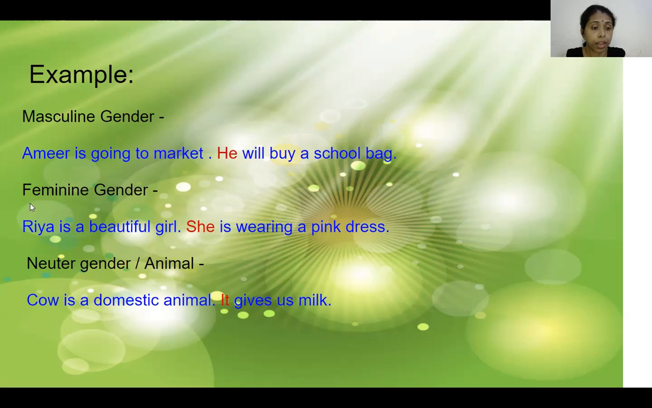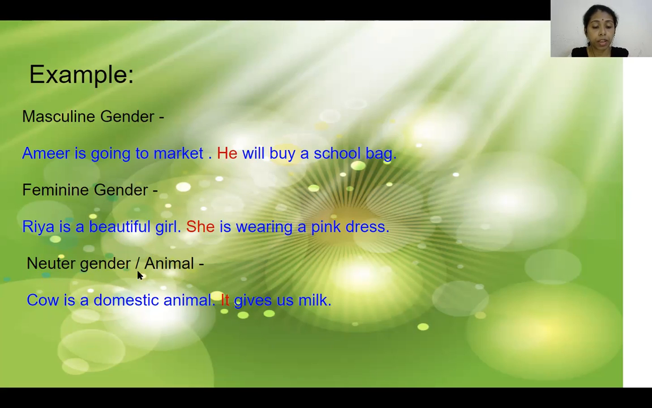Okay, next one, feminine gender. Ria is a beautiful girl. She is wearing a pink dress. In the first sentence, I wrote the name of a girl and that is Ria. Ria is the name of a girl. So as Ria is a girl, in the second sentence, we need to write she, as she is the pronoun that is used for feminine gender.